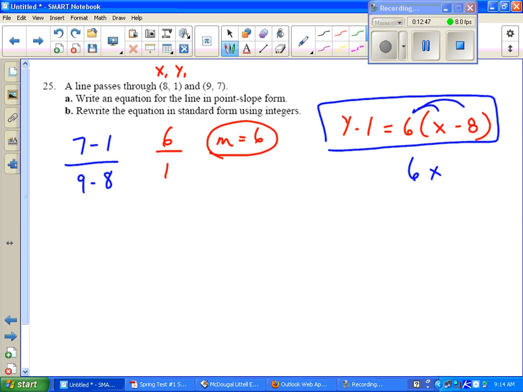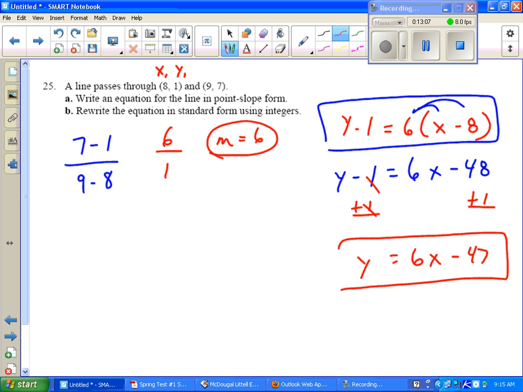6 times x is 6x. 6 times -8 is -48, or minus 48. So you have y minus 1 equals 6x minus 48. Get rid of the minus 1 by adding it. Do the same thing to the other side. y equals 6x minus 47. That's your second answer. Your first answer, again, to number 25, y minus 1 equals 6 times x minus 8. Your second answer, y equals 6x minus 47.